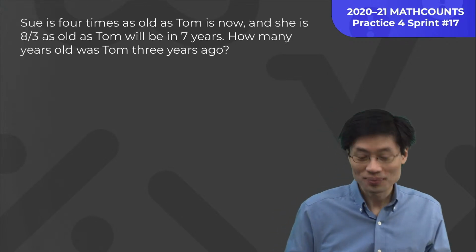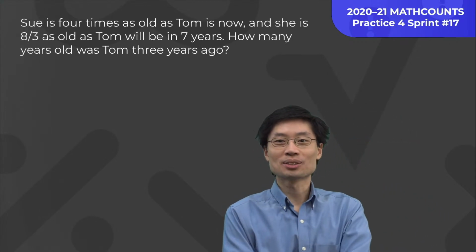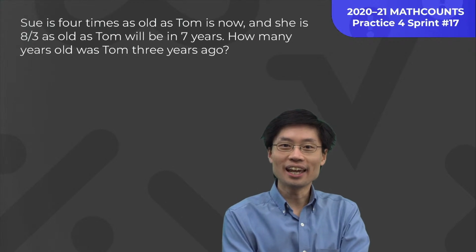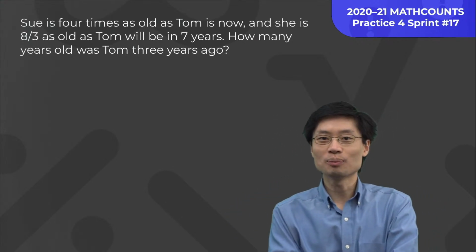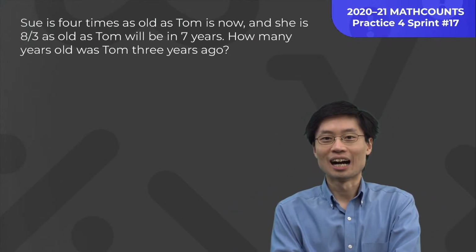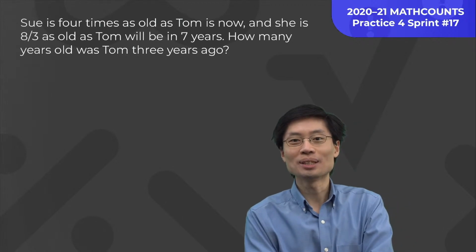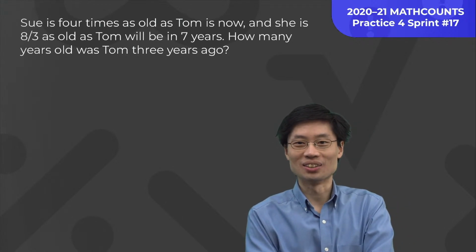It is. Okay. Next question. Sue is 4 times as old as Tom is now, and she is 8/3 as old as Tom will be in 7 years. How many years old was Tom 3 years ago?